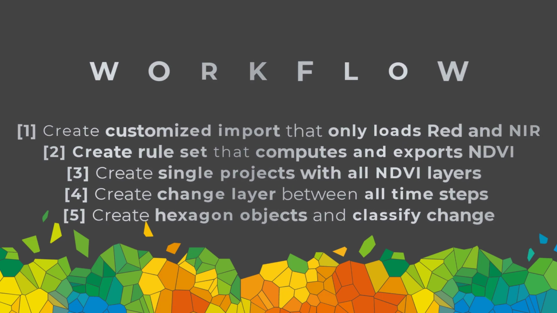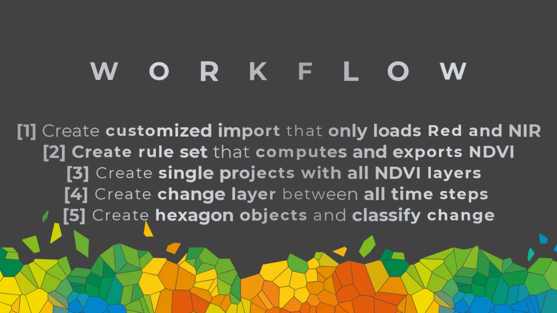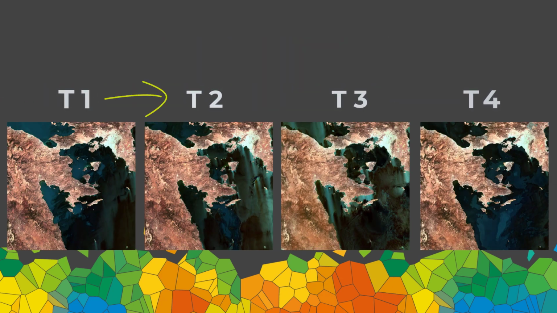So number 4, create change layer between all time steps. That's what we want to detect. We want to do change detection. And what we're going to do is compute the change between T1 and T2, T2 and T3, T3 and T4 in our case. Again, if you have 100 files, that's going to work as well. I'm going to show you an approach with arrays and loops, and that's going to work smoothly.